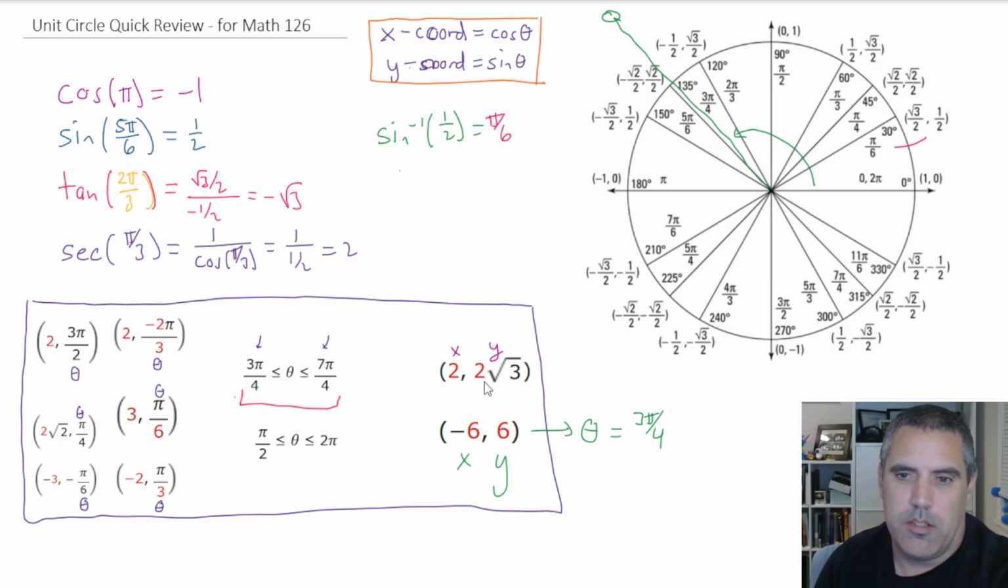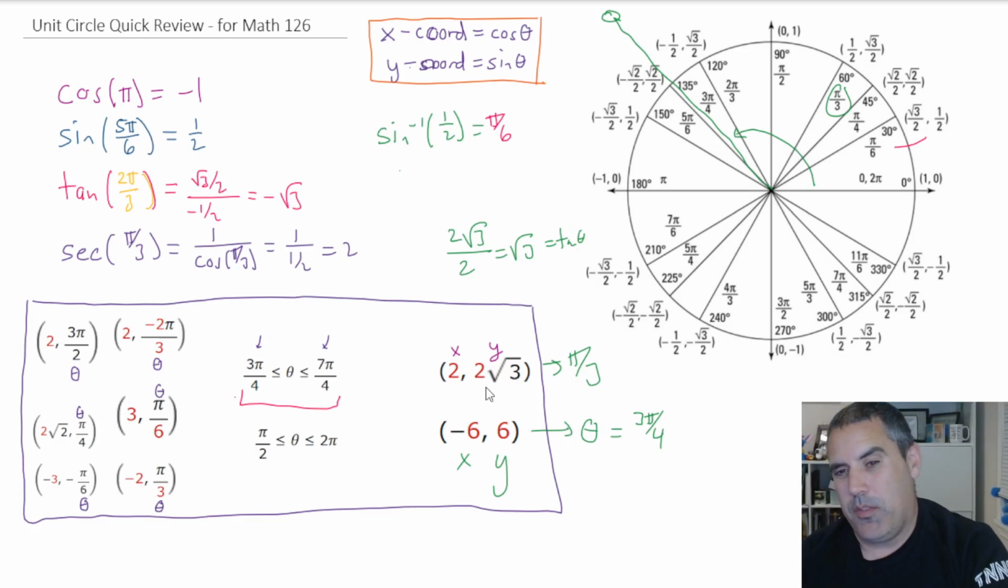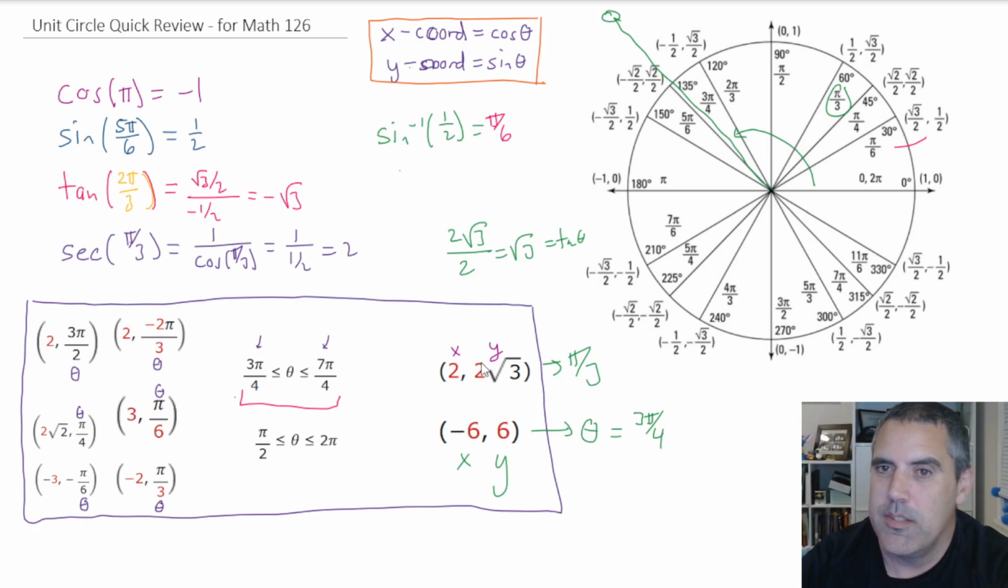It says 2 and 2 root 3. Now, that might look a little different. Maybe you have to think about what tangent is, sine over cosine. So 2 root 3 over 2. So that's what tangent would be. So when are we going to get root 3 for tangent? Tangent, it's sine over cosine, so it's right here. So this is at pi over 3. So anyways, even if these things are scaled up, we can still use the same ideas.